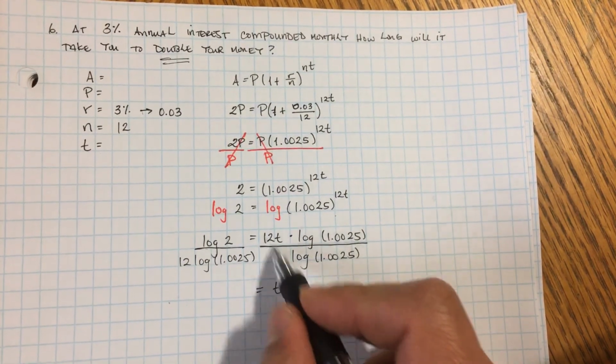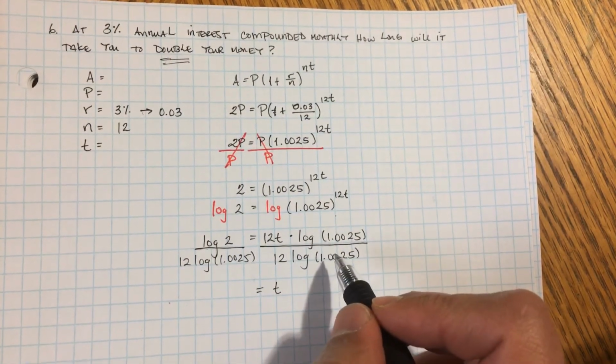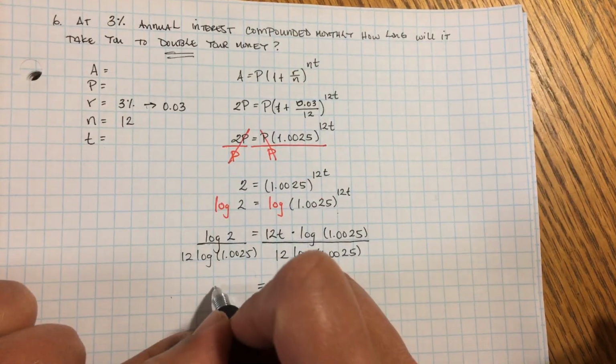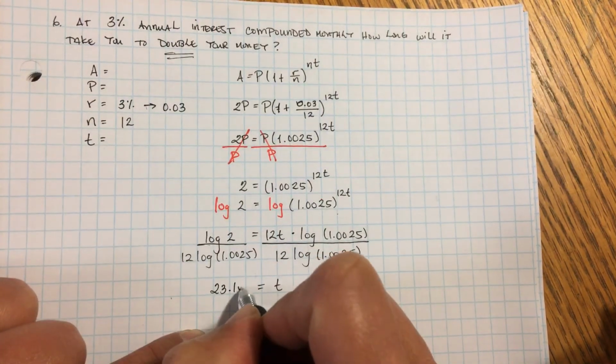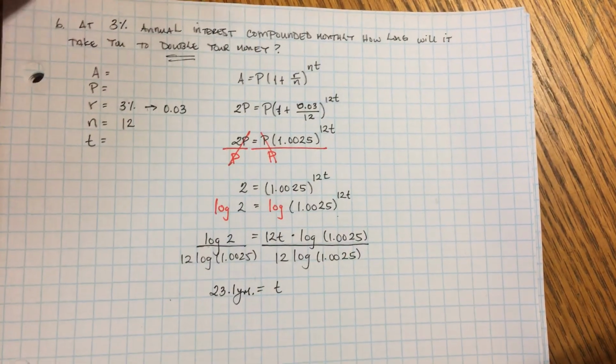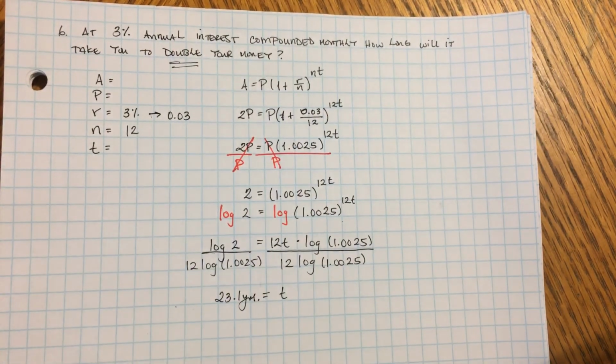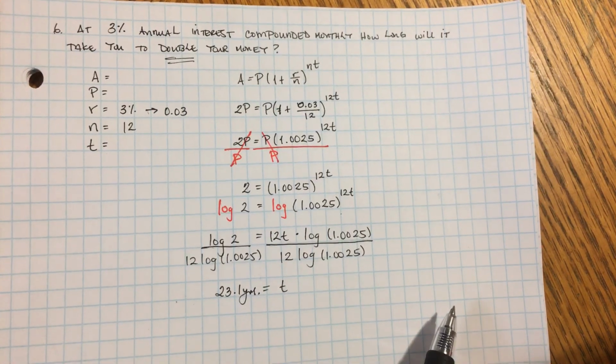The 12s are going to simplify out, the logs are going to simplify out, and you end up with approximately 23.1 years. So in about 23 years, your money will double, whatever it is you initially deposit. Yeah, it does sound like a long time. But hopefully that helps, guys, and we'll continue next time.